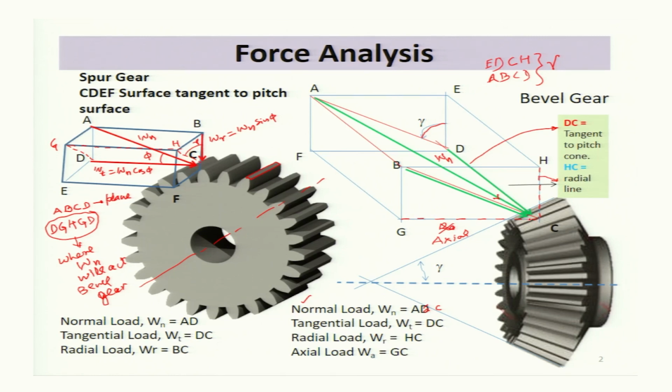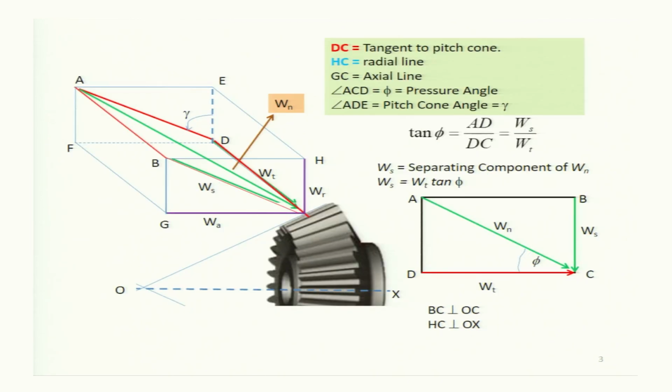Well, in the case of spur gear, we have already studied that this is the direction of radial load, and this is the tangential load. Now, with this, let us find the values of the transmitted load Wt, which is tangent to the pitch cone, and the radial load and the axial load.